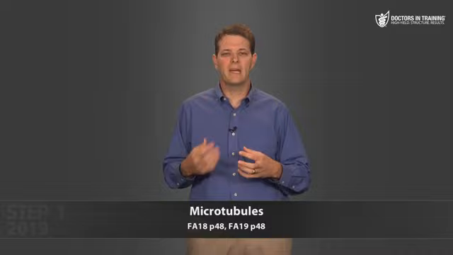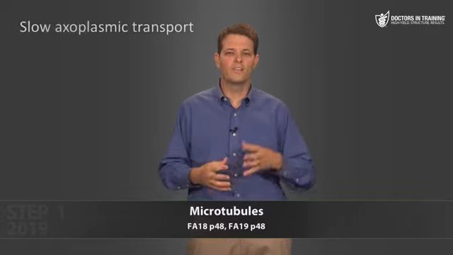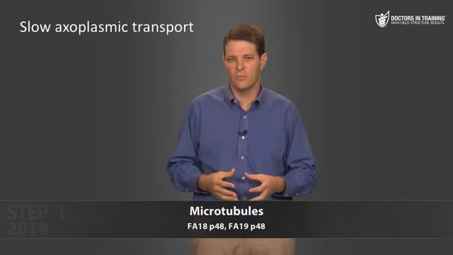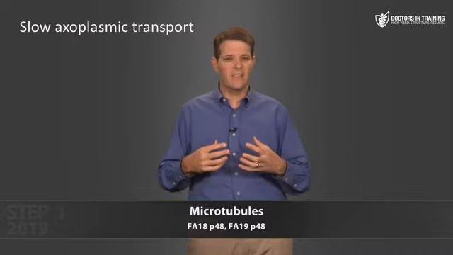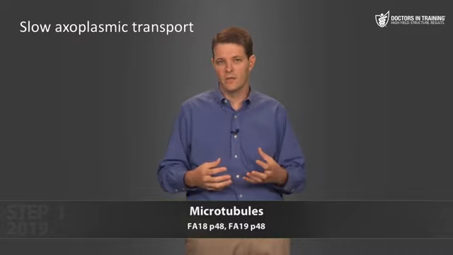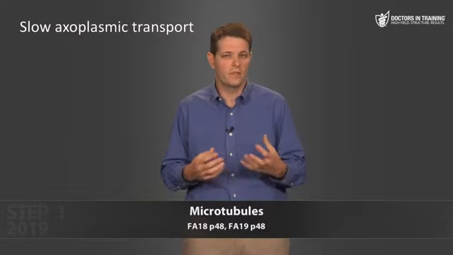So there needs to be a mechanism to move things reliably from the cell body to the other end of the cell. This process is called slow axoplasmic transport, and it basically uses the microtubules like a railroad track to guide things to the right location inside the cell. It's not just neurons. Other cells use microtubule tracks to move things around.